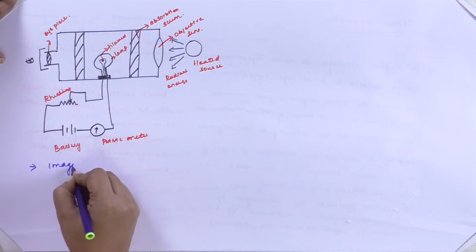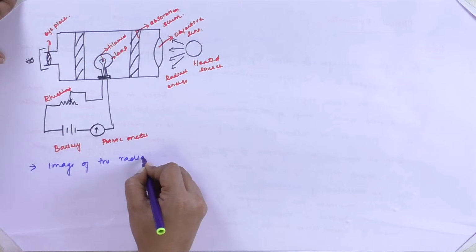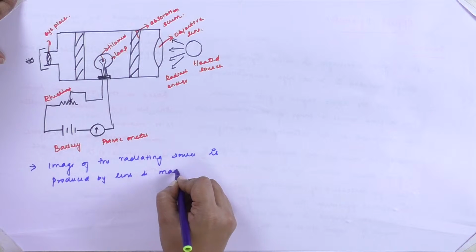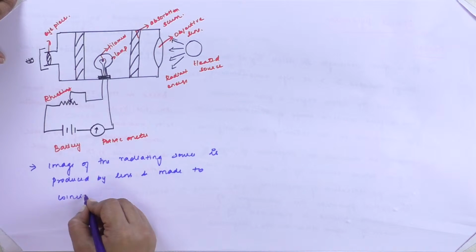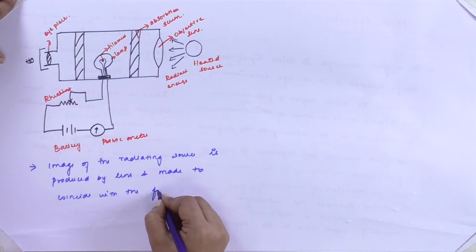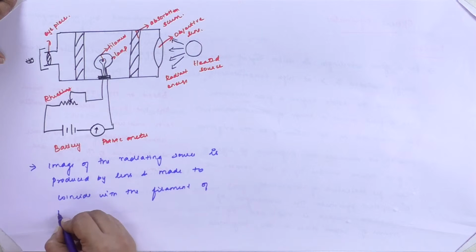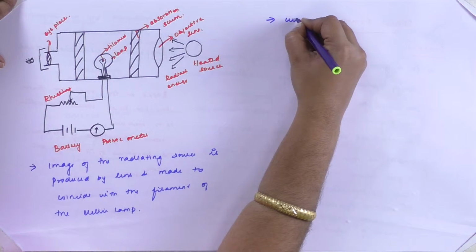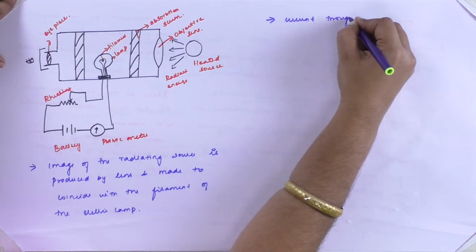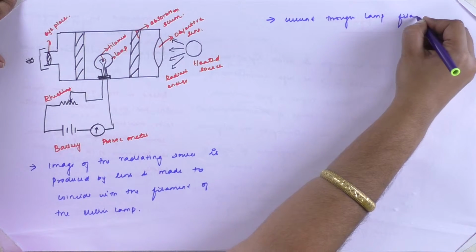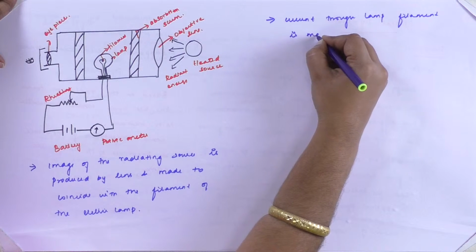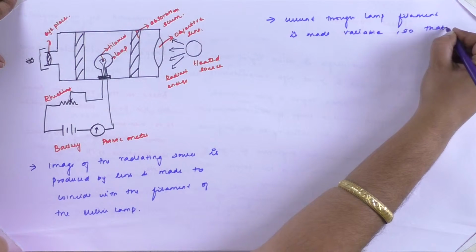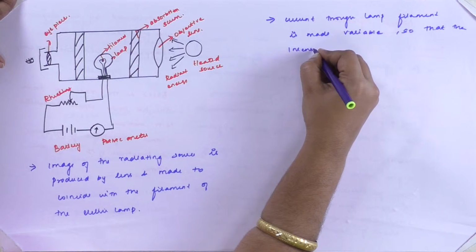So here the image of the radiating source is produced by the lens, and it is made to coincide with the filament of the electric lamp, and the current through the lamp is made variable, that is by connecting a rheostat, so that the intensity of the lamp can be adjusted.